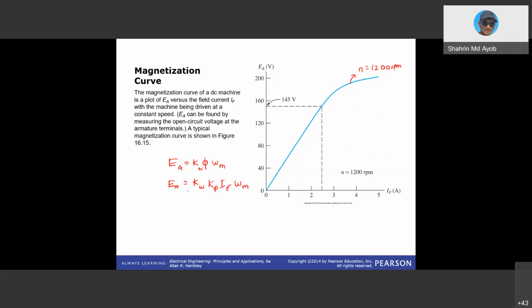So you can get EA over IF. This is actually to get these two parameters. Usually this magnetization curve is used to get these two constants.